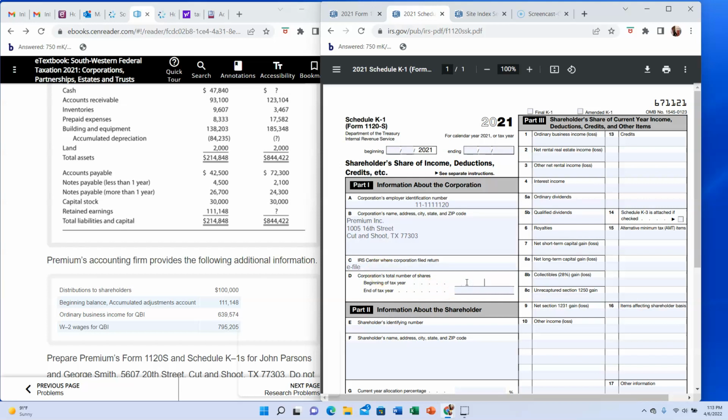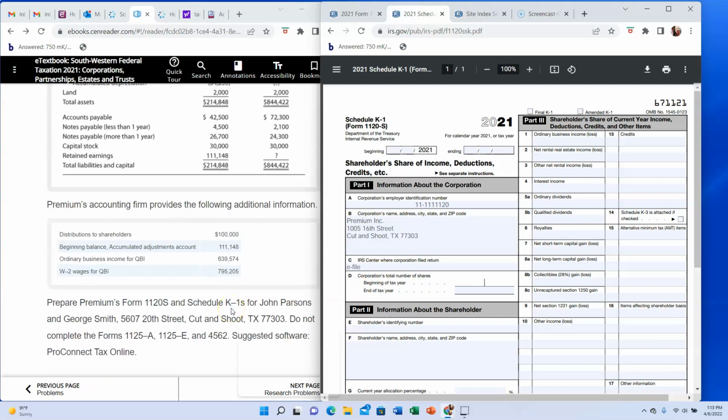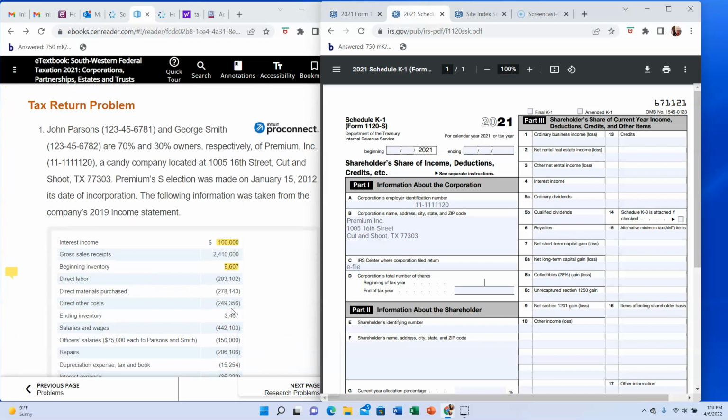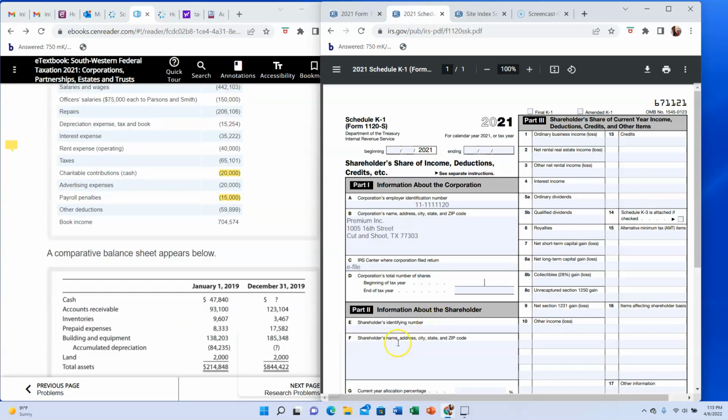Total number of shares at the beginning and end of the year is 2, yes? But, oh, I don't know the number of shares. Do we not know that? I don't think it really told us. I just know there's 2 shareholders, and I know they share at 70/30.